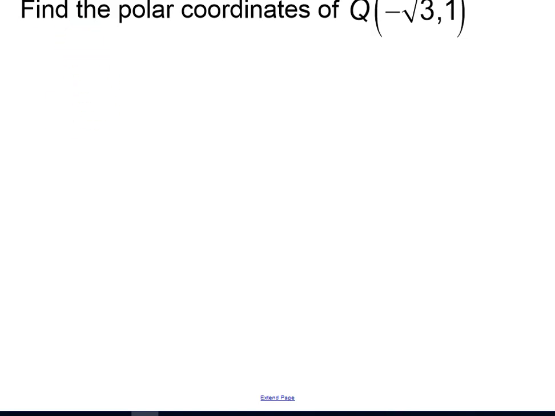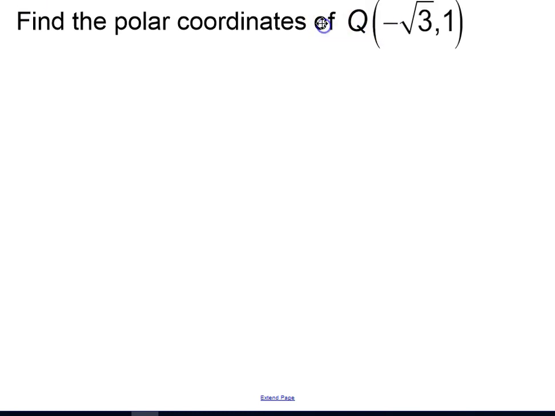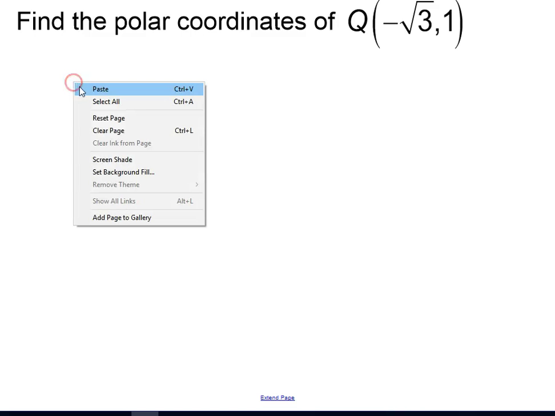Okay, final example is this. We're going to flip it around. We're going to find the polar coordinates of this rectangular point. So we have to first go back up and see what our conversions were. So we want to find the r and the theta based on the x and the y. So I'll grab those two formulas that we're going to utilize.